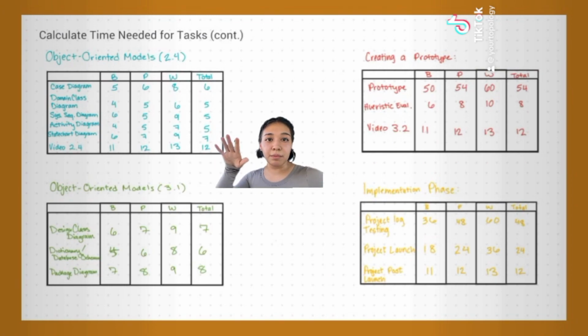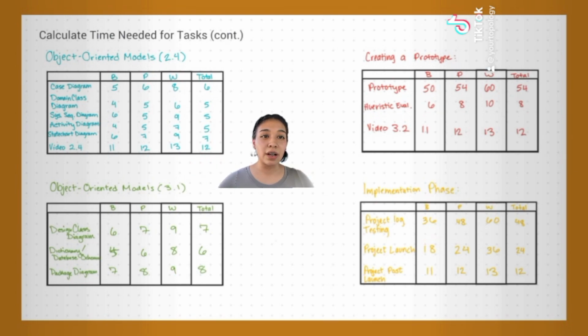For our object-oriented models, we tried our best to remember from last year how long each of these tasks would take. But along with that, we also researched individual tasks and tried to gauge from there how long personally we think it would take us to complete. Again, these numbers are not completely pulled out of thin air. We actually tried to give a really fair value and guess how long we think it would take.